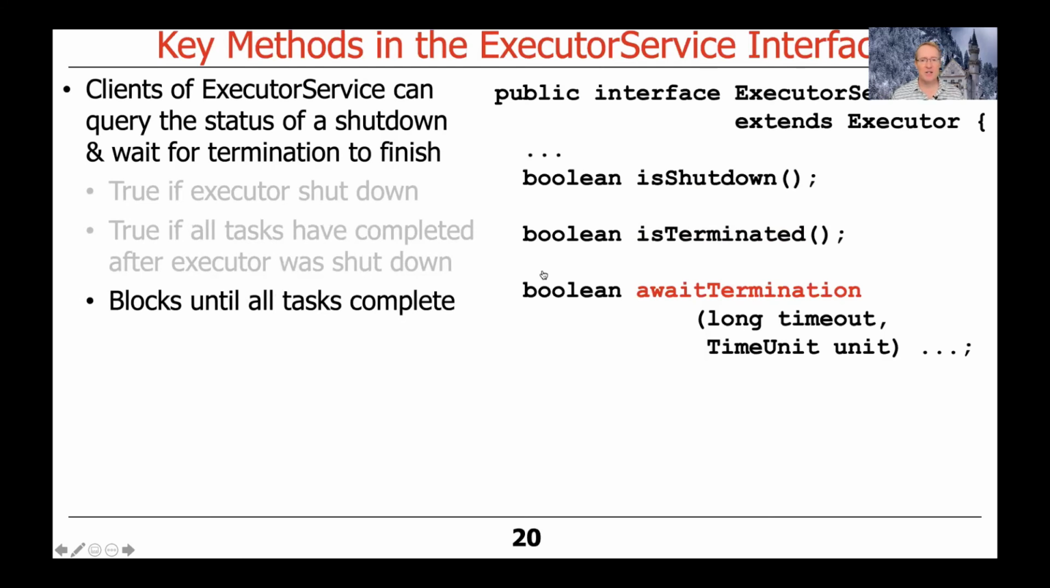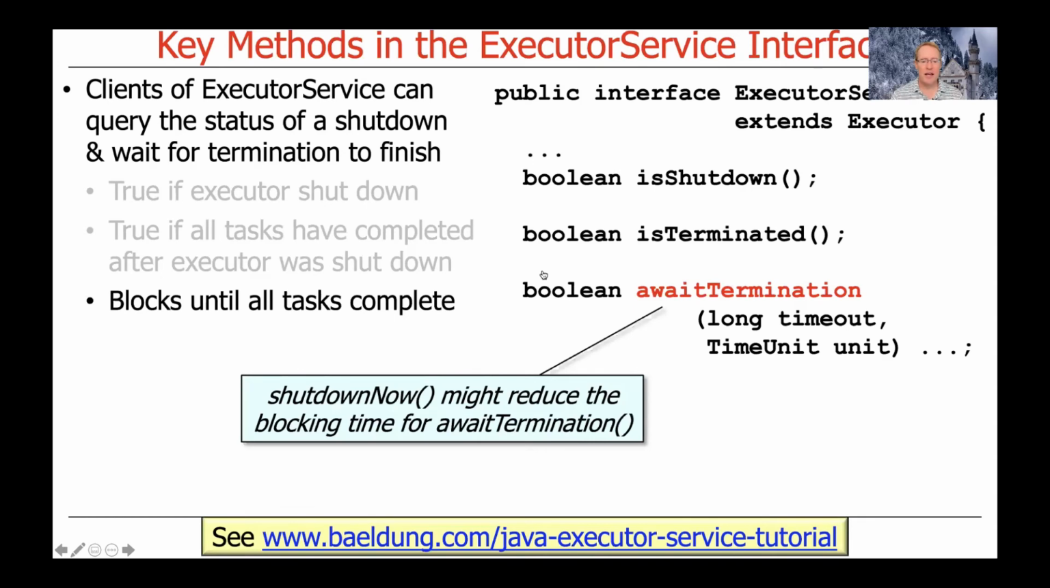And then finally, there's a method that can be used for barrier synchronization called awaitTermination. This can be used to block until all the tasks that are currently active have stopped running, and the executor service at that point will be considered terminated. So basically, it's a way of waiting for that to happen.